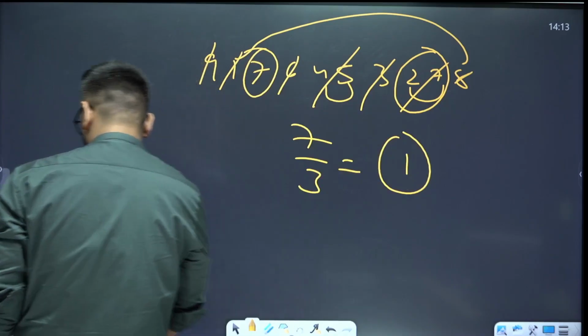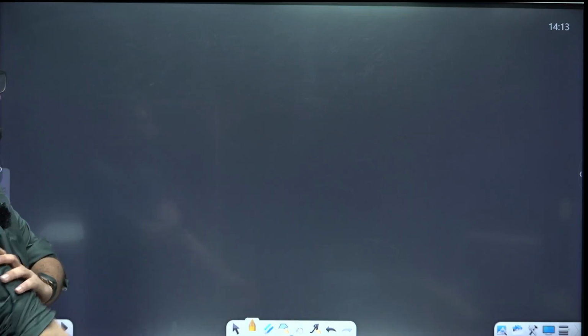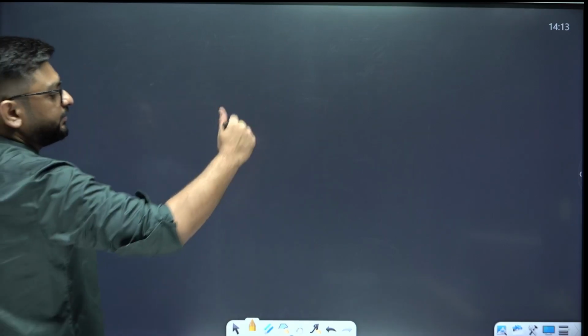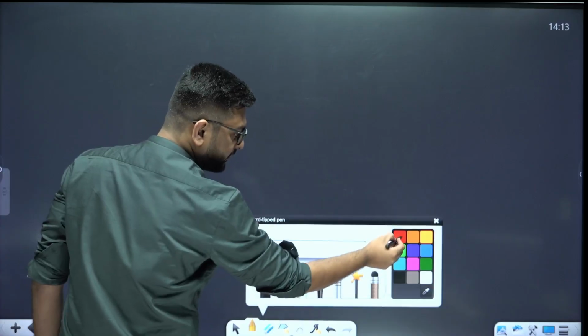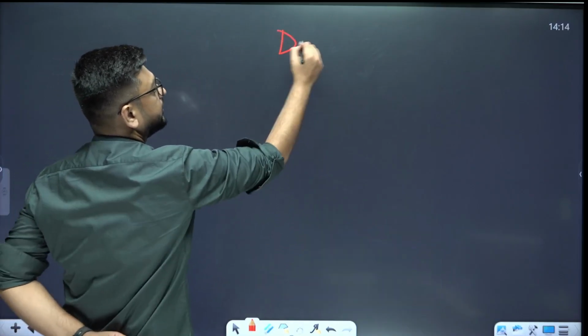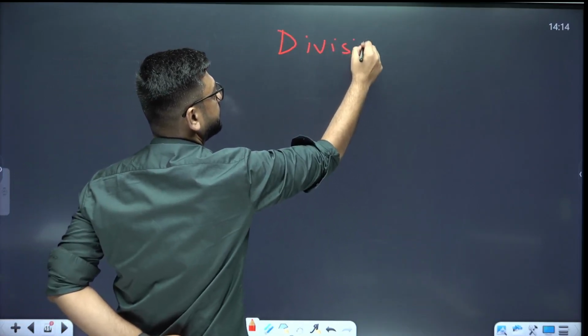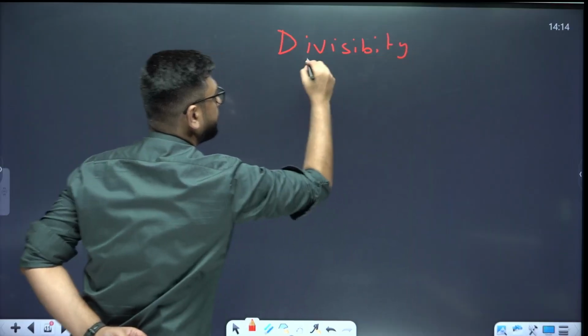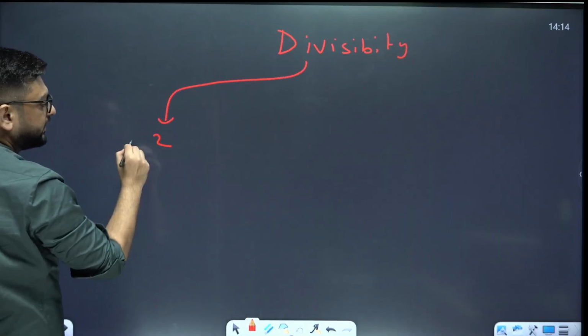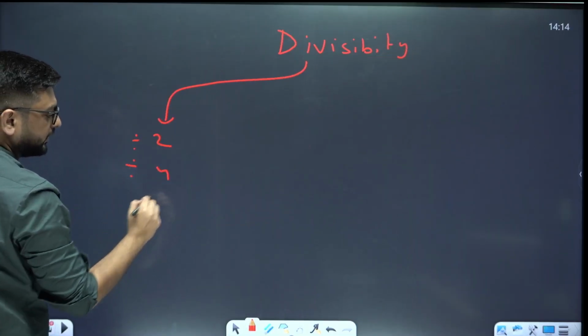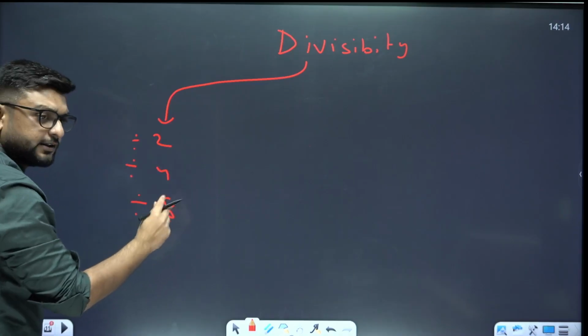Now, next part would be, let's do the next part. That is, see, divisibility, the way we have covered divisibility of 2, divisibility of 4, divisibility of 8. Is this color visible?